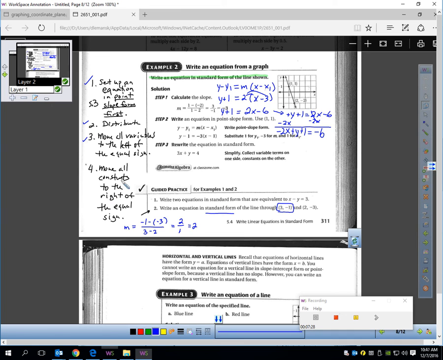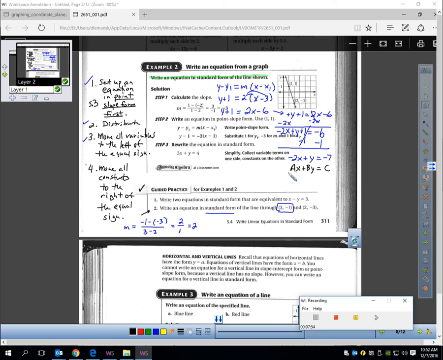Step 4, move all the constants to the right of the equal sign. Now remember, the constants are the numbers with no variables. I have a number here with no variable on the left of the equal sign. Let's get rid of it. Let's take away the 1 and cancel. -2x plus y equals -7. There's my equation in standard form.